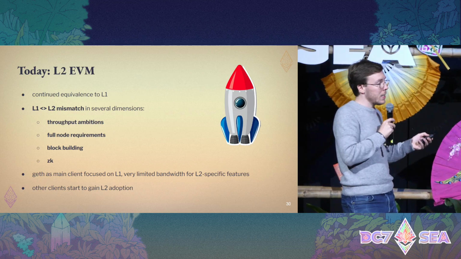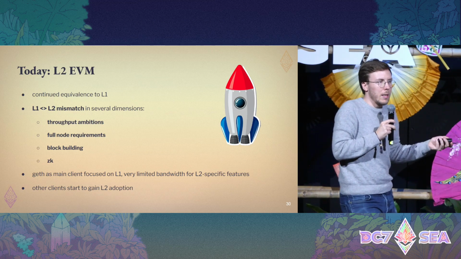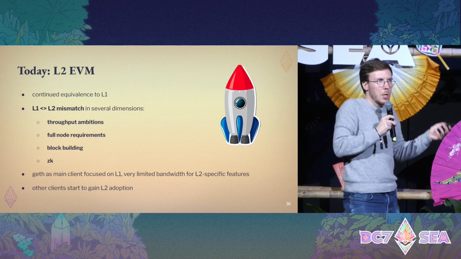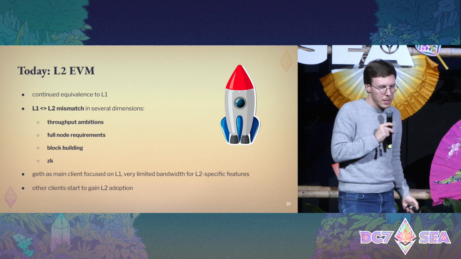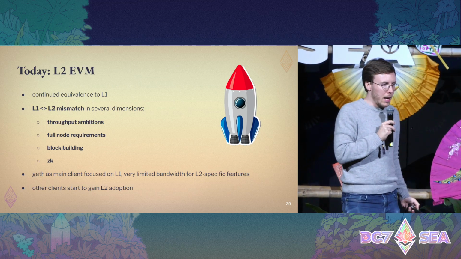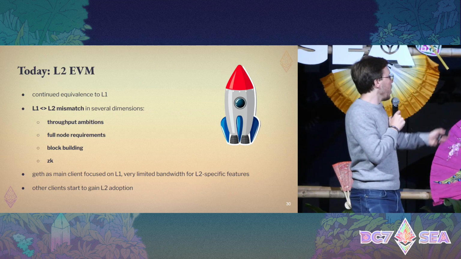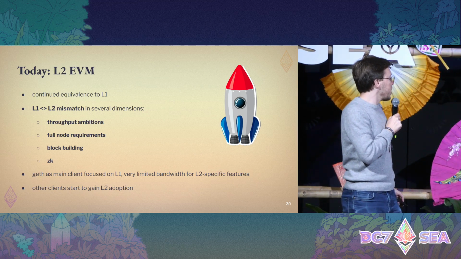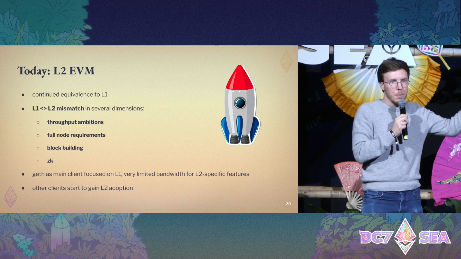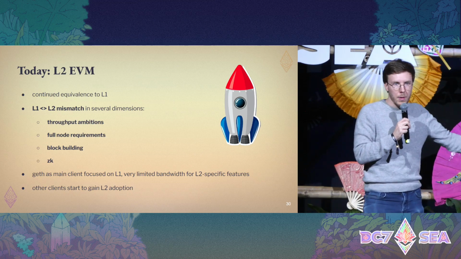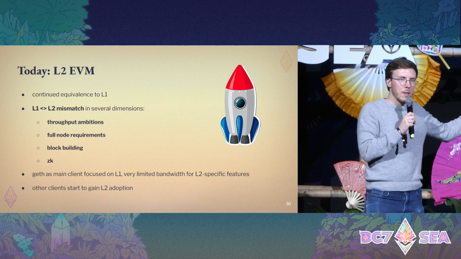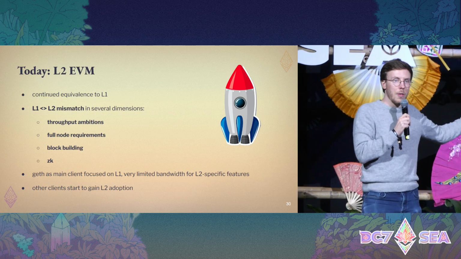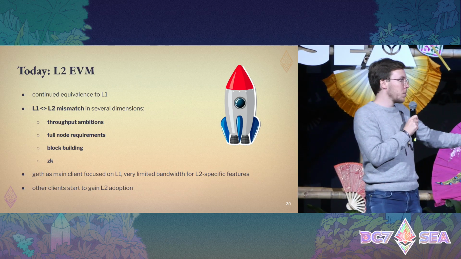And in particular, it's not just that the L1 is very conservative and ships features in general not quite as fast as L2s, but it's also a fundamental difference in constraints and priorities. So it's about throughput ambitions, the difference in full node requirements. That comes back hopefully to the graph, right? If you remember how basically the rollups give us this best of both worlds.